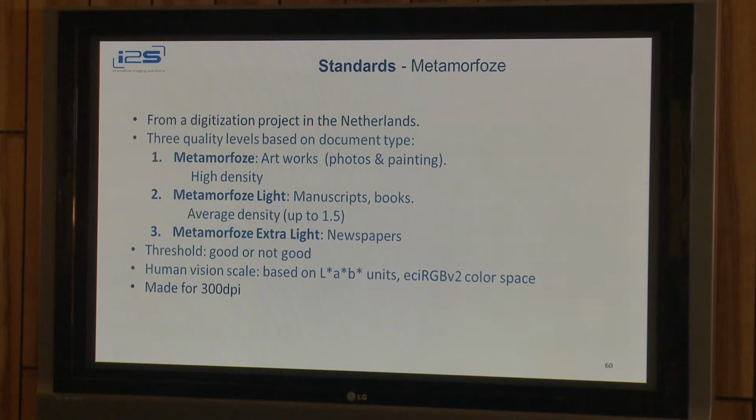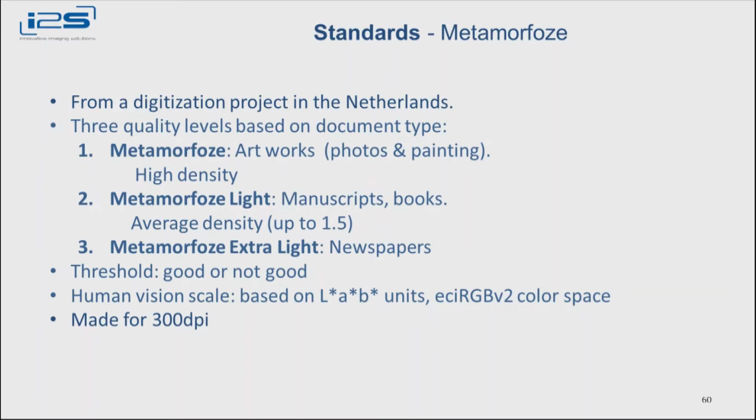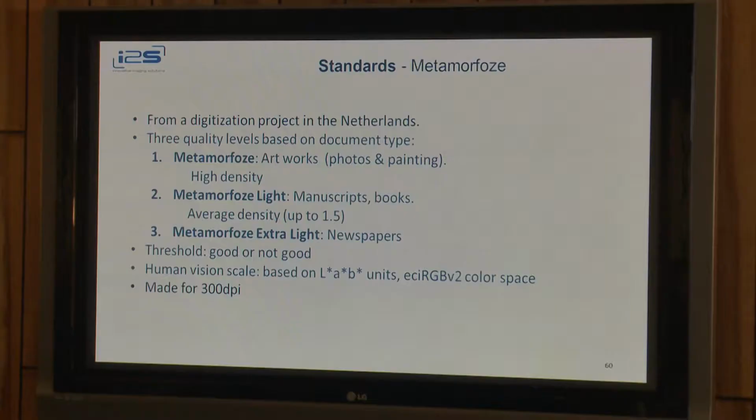Metamorphose is from a digitalization project in the Netherlands. Because it's from this project, there are some specific settings, like it is made for 300 dpi mainly. And they split the document in three parts. You have Metamorphose alone, full or complete, for a document having a high density, that means density more than 1.5. So usually notebooks, photographs, paintings, artwork can have a high density like this. If you are scanning books or manuscripts, usually your density will not go higher than 1.5, so you can apply Metamorphose Light. And you have extra light for newspaper or documents that can be scanned in grayscale, for example.